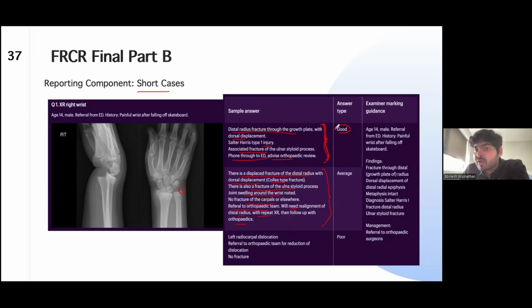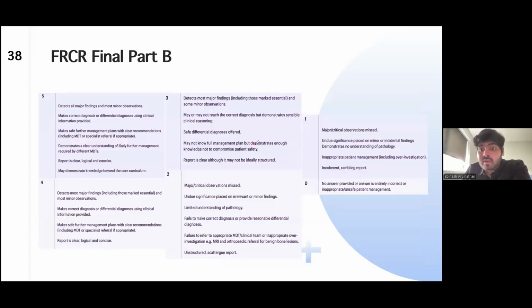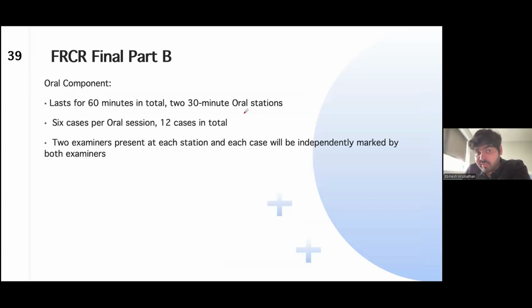So RCR calls this a good report and calls this an average report. But in fact, the second gives a lot more information than the first report, right? It says you will refer to the orthopedic team, it gives you what treatment has to be done, and that you need a follow-up check X-ray to see if it has been realigned. But then RCR calls the first a good answer. So your answers have to be really concise. Practice concise answers. Don't practice elaborate, extensive, wordy, descriptive answers. Each short case is marked for 5.